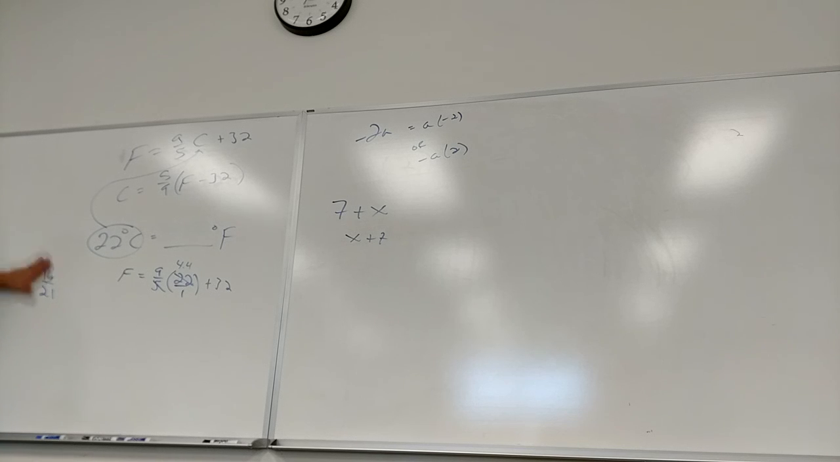So I would hope to God that if the problem was 9/5 times 40, that none of you would do 360. That's silly. 5 goes into 40. 8 times 9. Yeah, see? Much better.